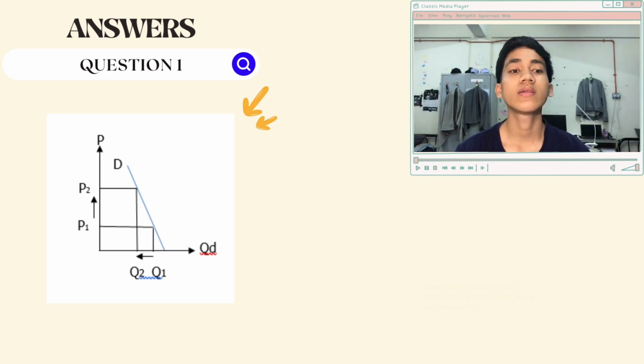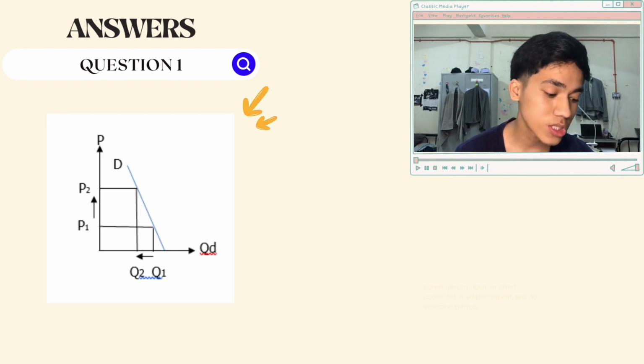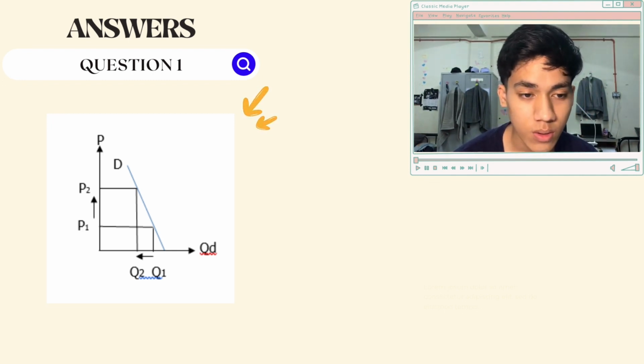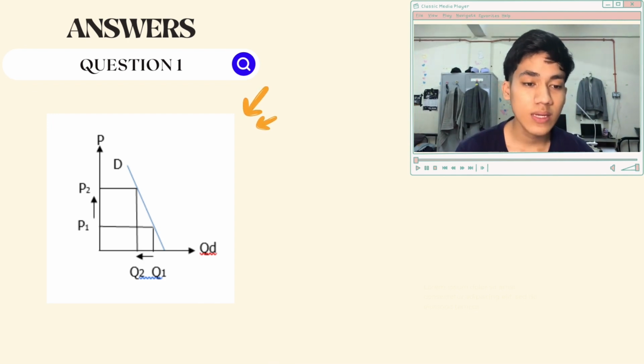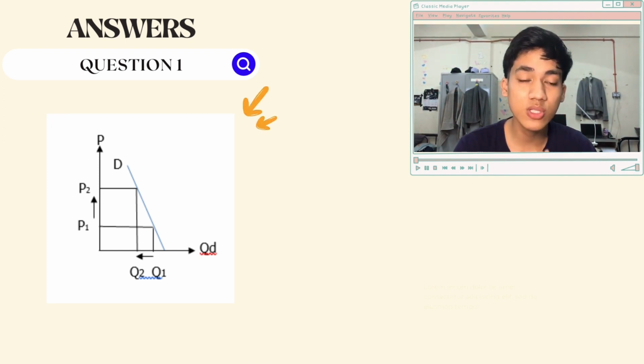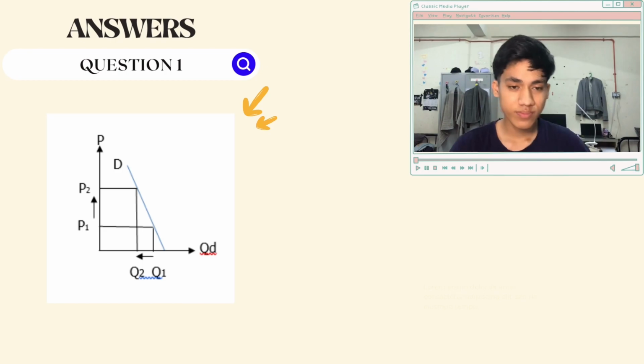In the slide, this is the graph answer for question 1. The shape of the graph is a steeper slope of demand curve. As you can see, the price is increased from P1 to P2, and the quantity demanded is decreased from Q1 to Q2. This graph shows us that gas is so inelastic. Now we will go to the answer of question 1.